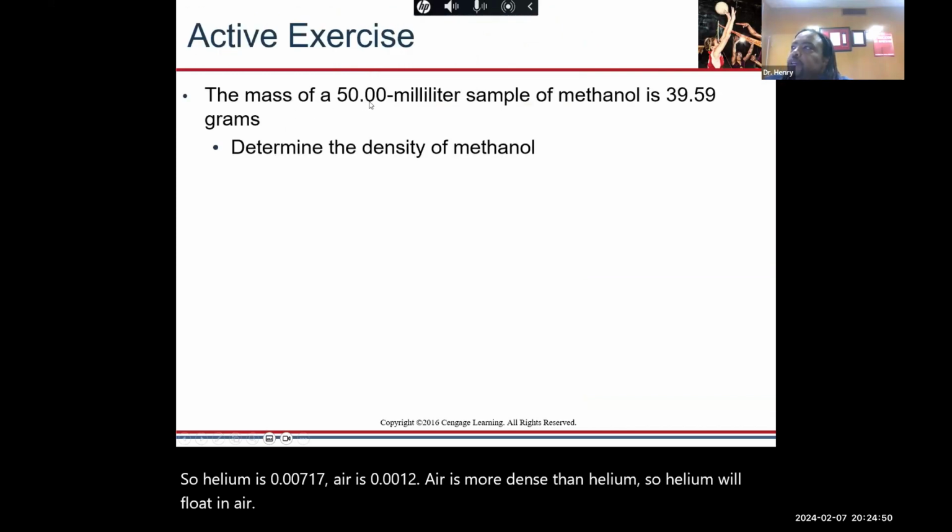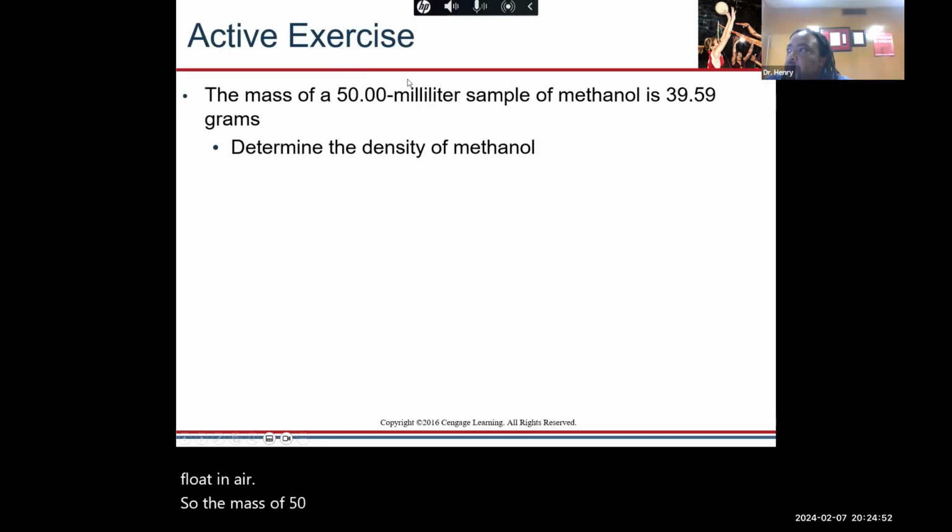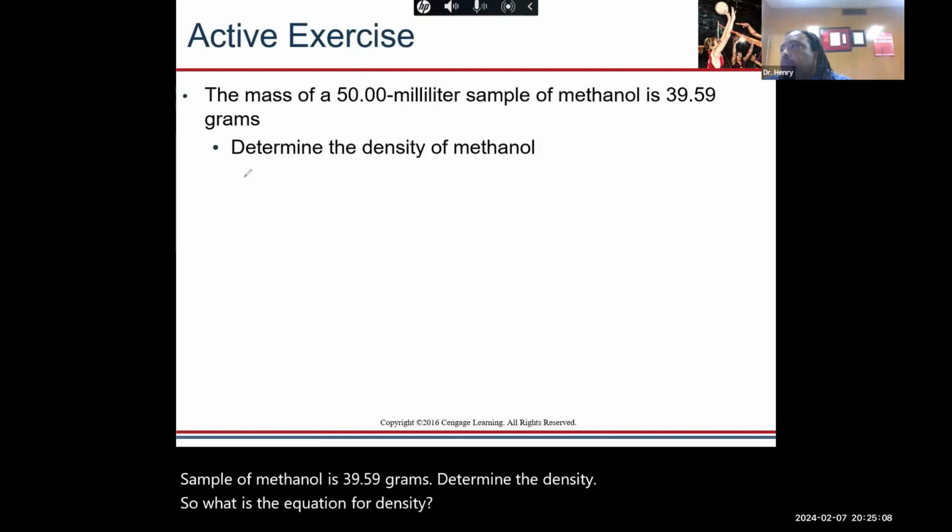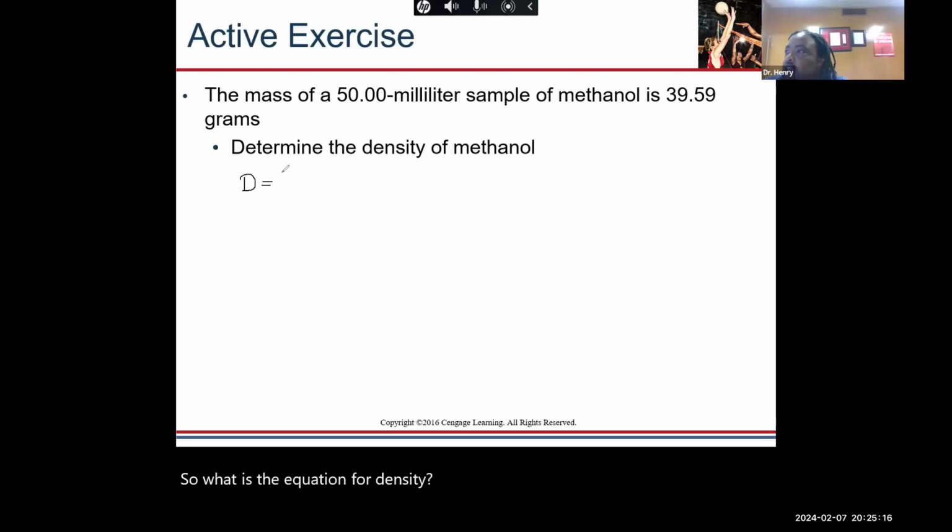So the mass of a 50 mL sample of methanol is 39.59 grams. Determine the density. So what is the equation for density? If you remember, density is going to be mass divided by volume.